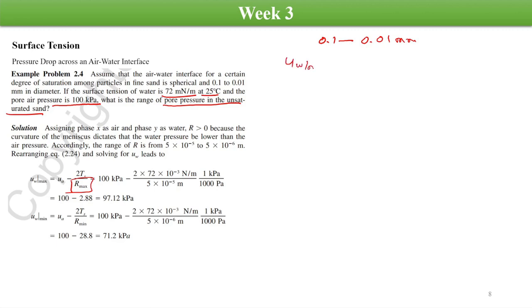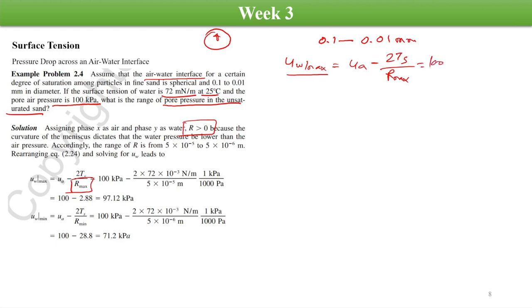So UW max, if we obtain that, will be given by UA minus, here we are considering that R is positive as we are in the air, the air bubbles are there in the water. So we are considering the curvature as positive from this side. Then we can obtain the maximum value of pore water pressure when we have the maximum radius, so twice Ts upon R max.